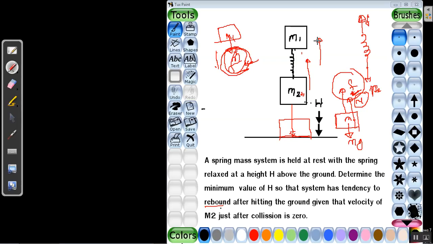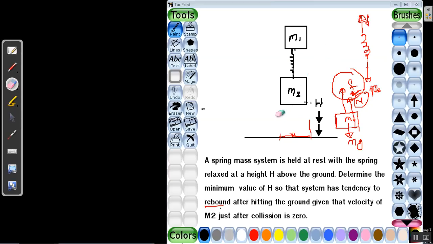Now, come to the question. Till now we had just analyzed how motion is happening. Okay, so come to the question: how to solve a question like this.